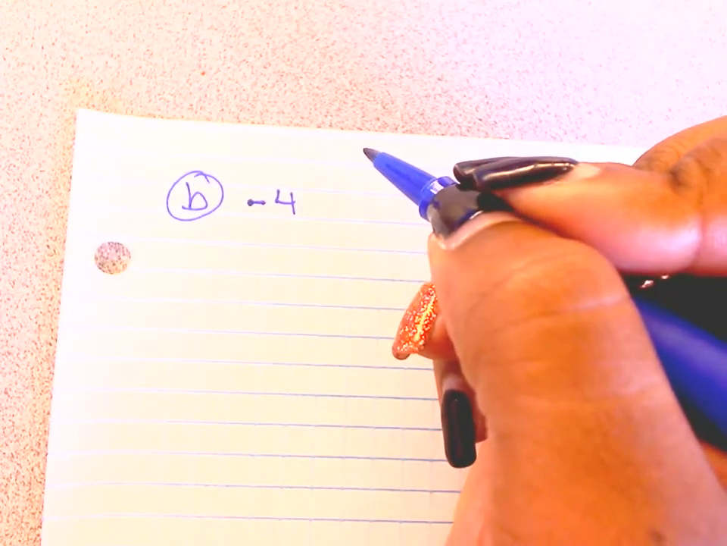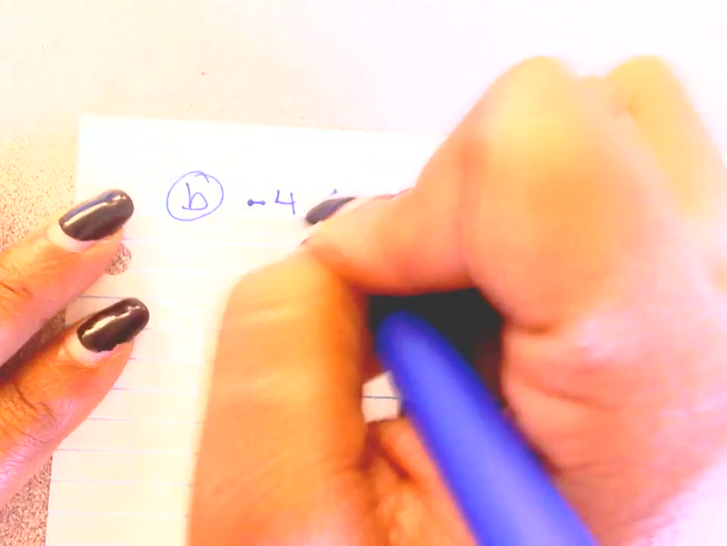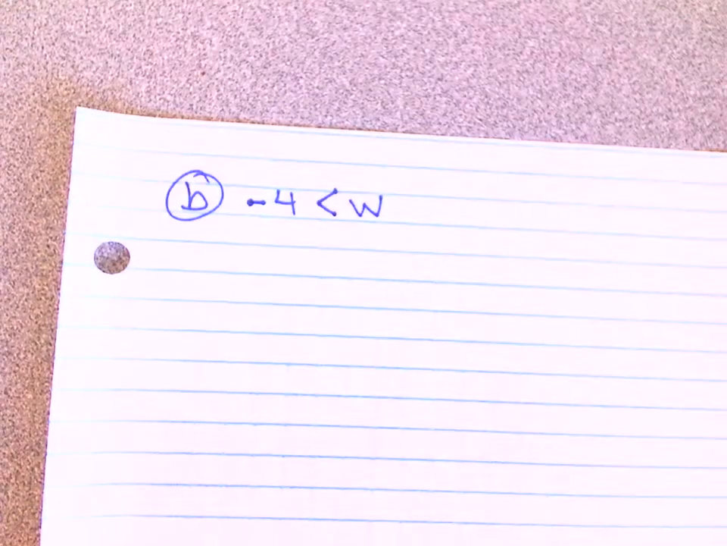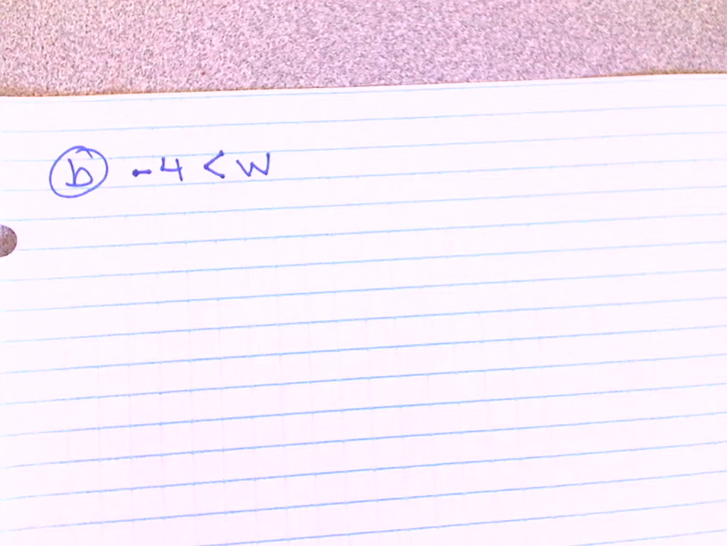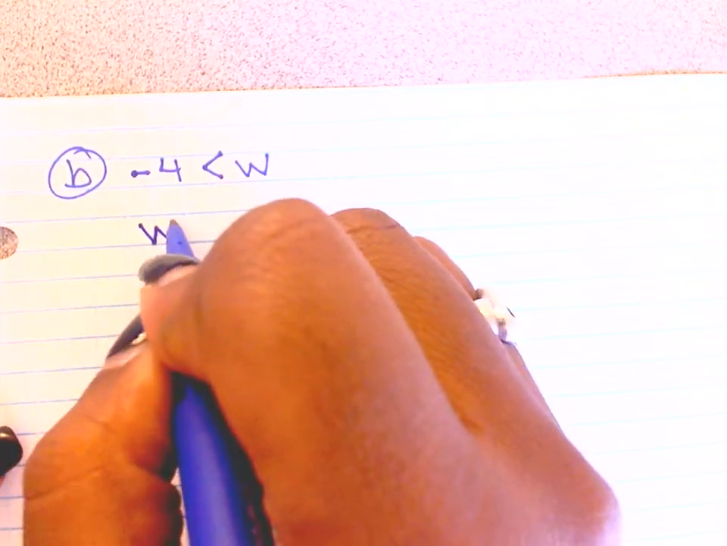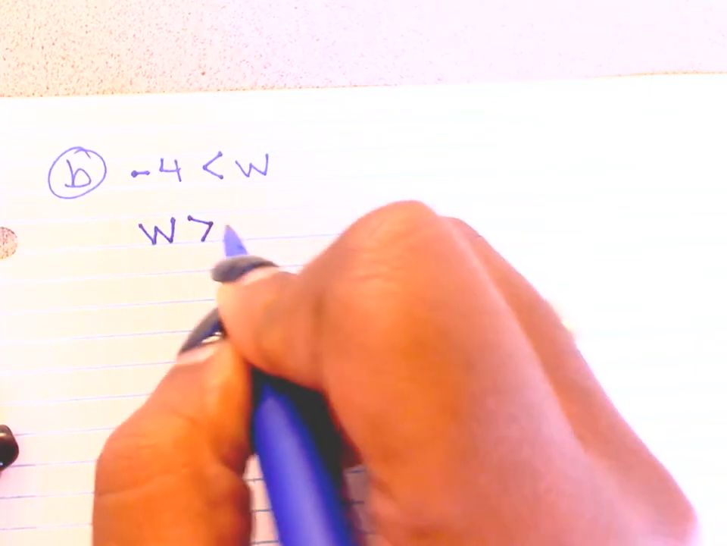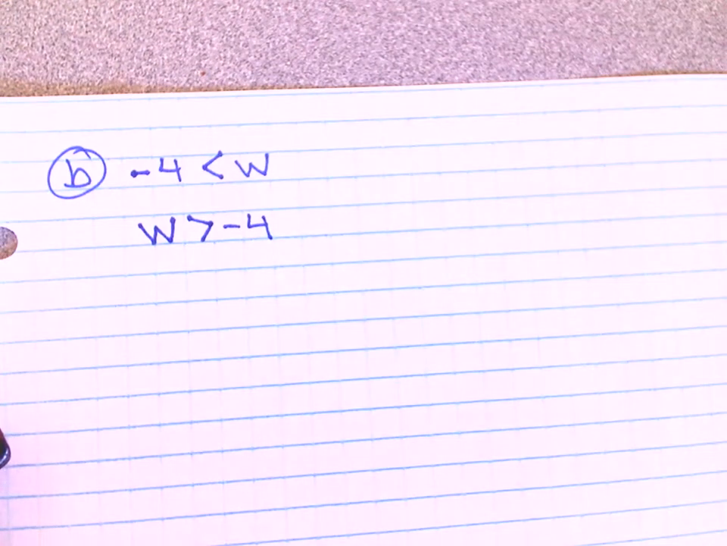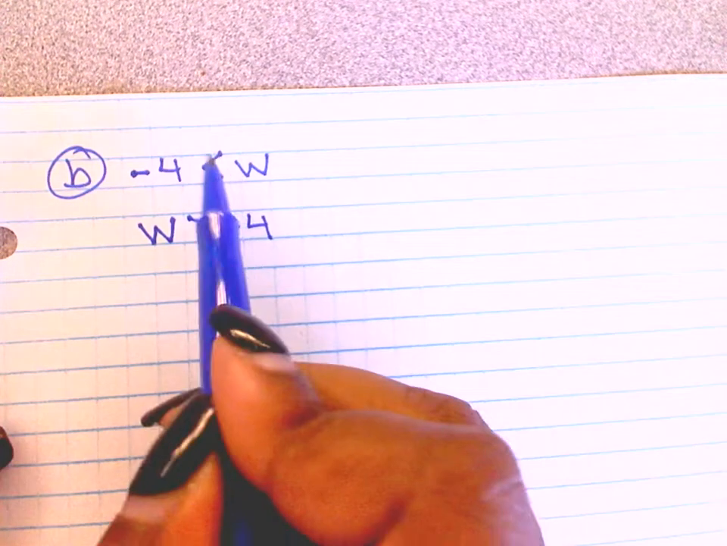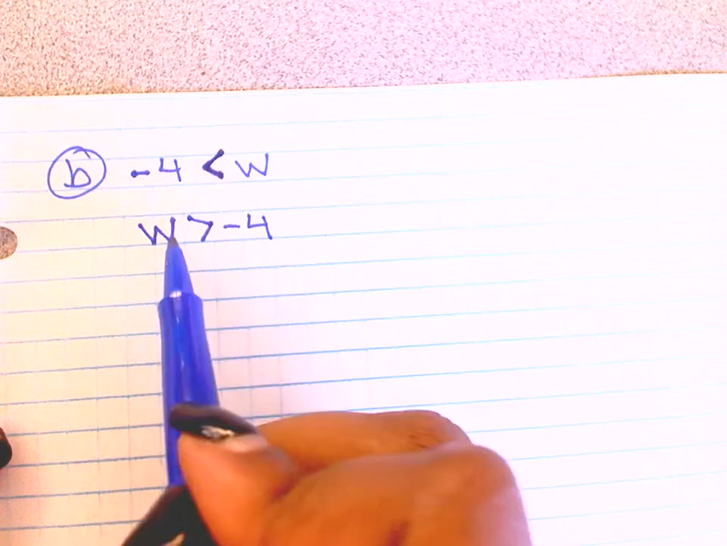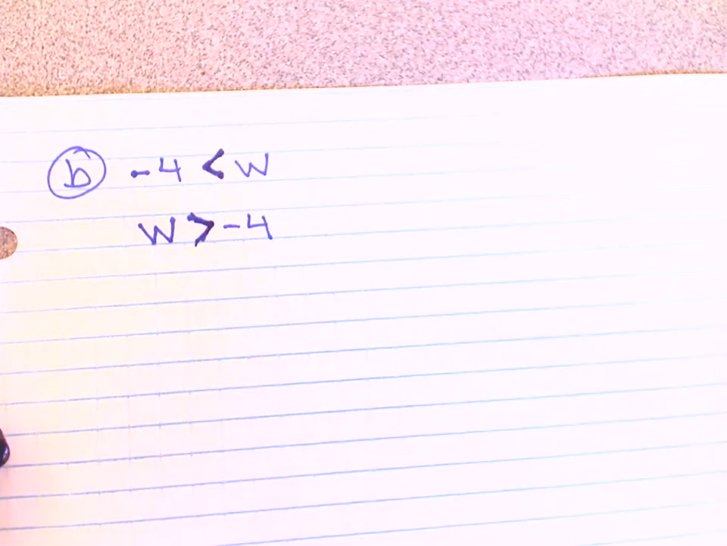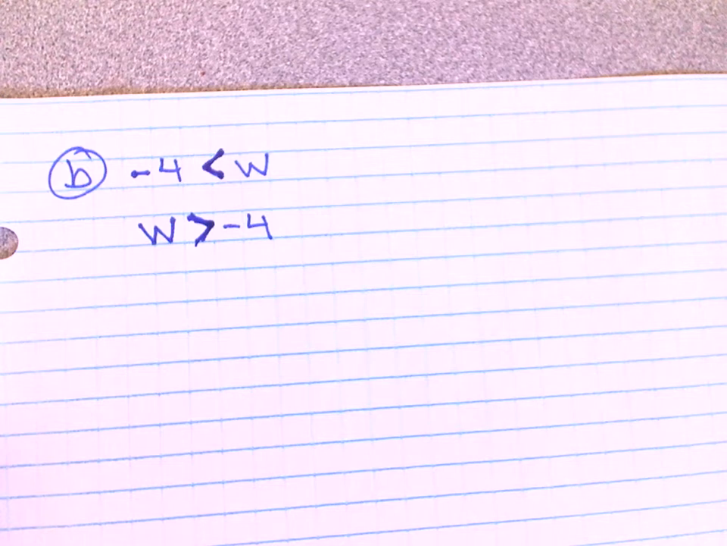-4 is less than W. This one's going to be not tricky, but you have to pay attention. Most of us are going to say, okay, I'm going to plot the -4 and shade left. No. Put the variable first. So W, I'm going to rewrite this, is greater than -4. If I put the variable first, see how the open part of the sign is facing the W? That actually means I'm going to be shading right. So you've got to pay attention. Write the variable first.